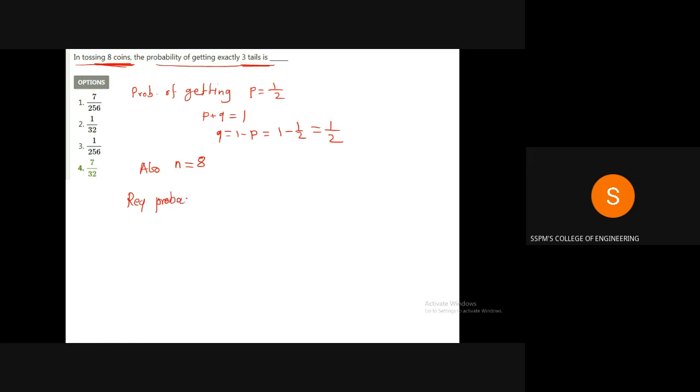Required probability: how is it given? In binomial distribution, how is probability given? We are calculating probability for x equal to 3. It is given by nCx p raised to x into q raised to n minus x. What is the value of n? It is 8. And what is the value of x? It is 3. So 8C3. And the values of p and q are both 1 by 2.